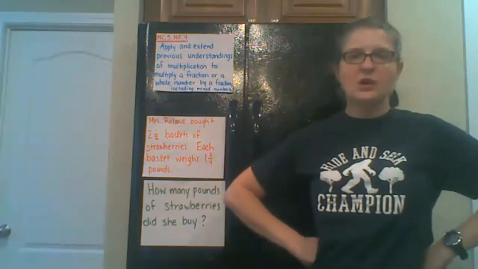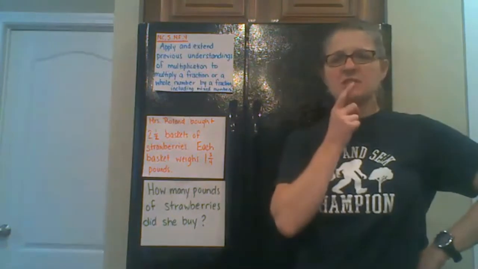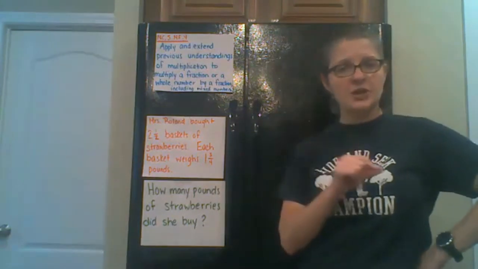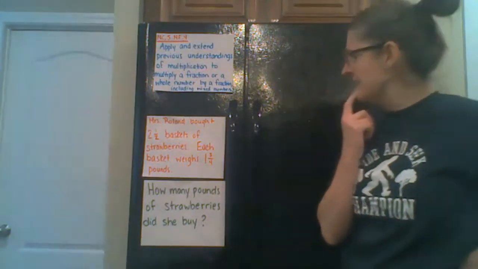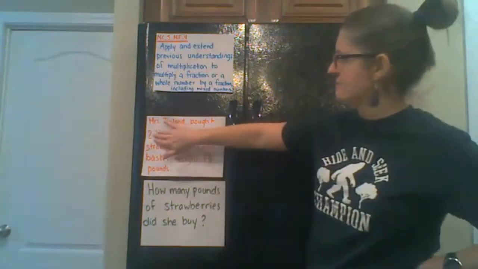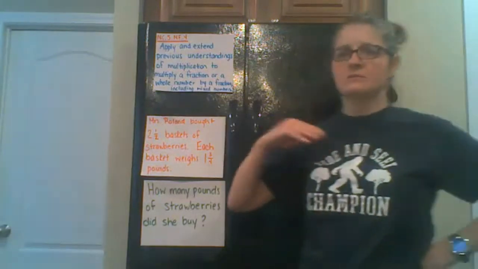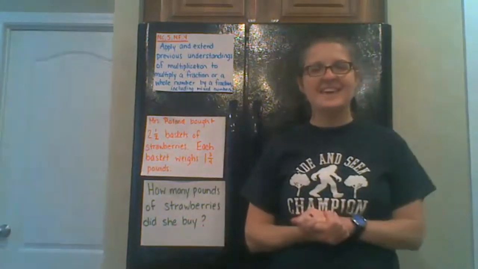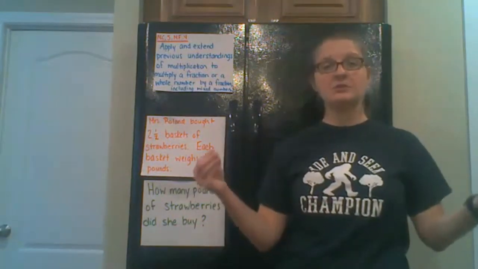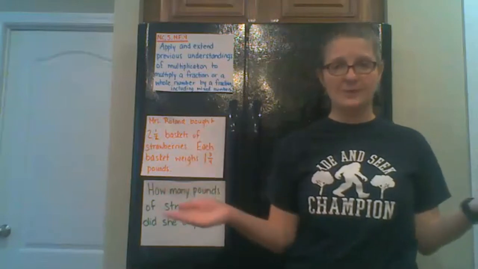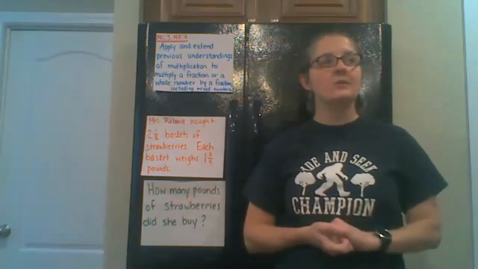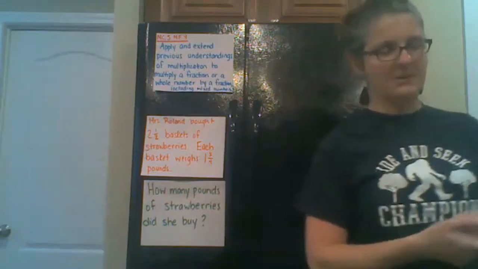Okay, so I'm going to change this problem for just a second because I want to make sure I know what operation I'm doing. If I said that I bought 2 baskets of strawberries and each one weighed 2 pounds, then we would multiply 2 times 2 to see what the total weight was, right? So we know that we are multiplying these two numbers.